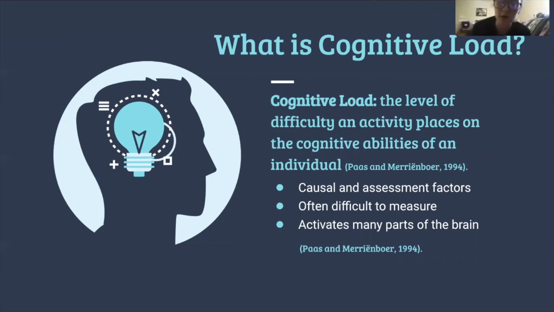So cognitive load is often difficult to measure because so many things can contribute to it. But when you focus on one aspect of cognitive load, you're more likely to find a difference in how cognitive load affects someone's abilities. Additionally, cognitive load activates many parts of the brain, and one of our resources talked about specifically the thalamus and the cerebellum. So in combining cognitive load and the picture superiority effect, we wanted to see if both had an impact on the accuracy of recall.